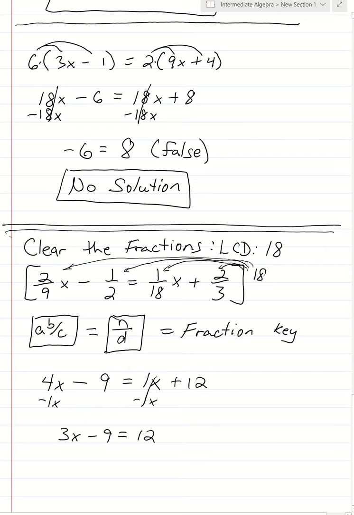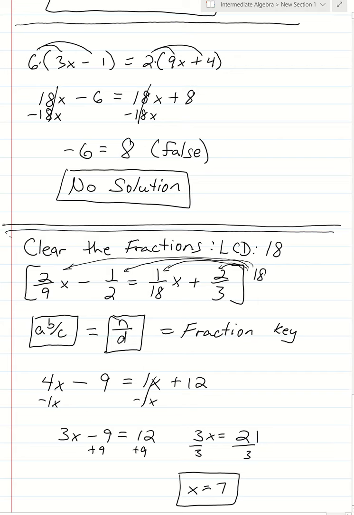Of course, now we have to go on to step 3, where we want to eliminate that constant 9. I'm going to add the 9 over, giving us now 3x equals 21. And so now here we are in step 4, where we have to eliminate the coefficient. I'm going to divide both sides by the number 3, leaving us now with x equals the number 7.